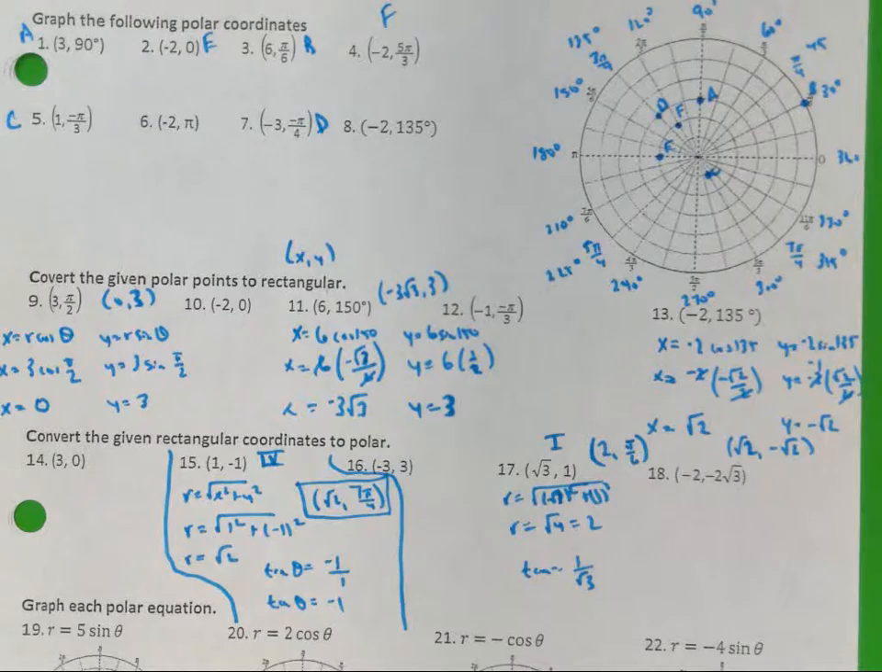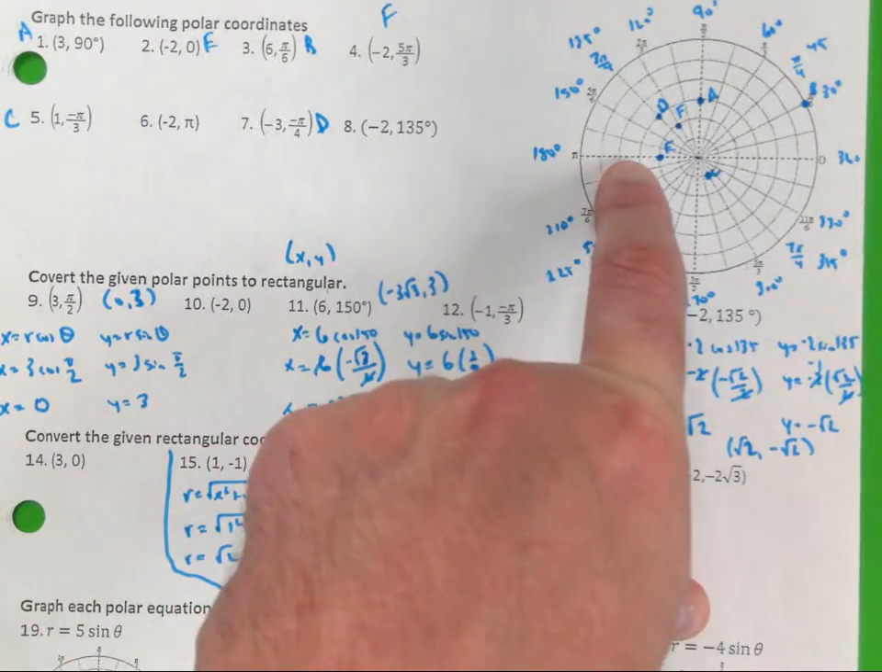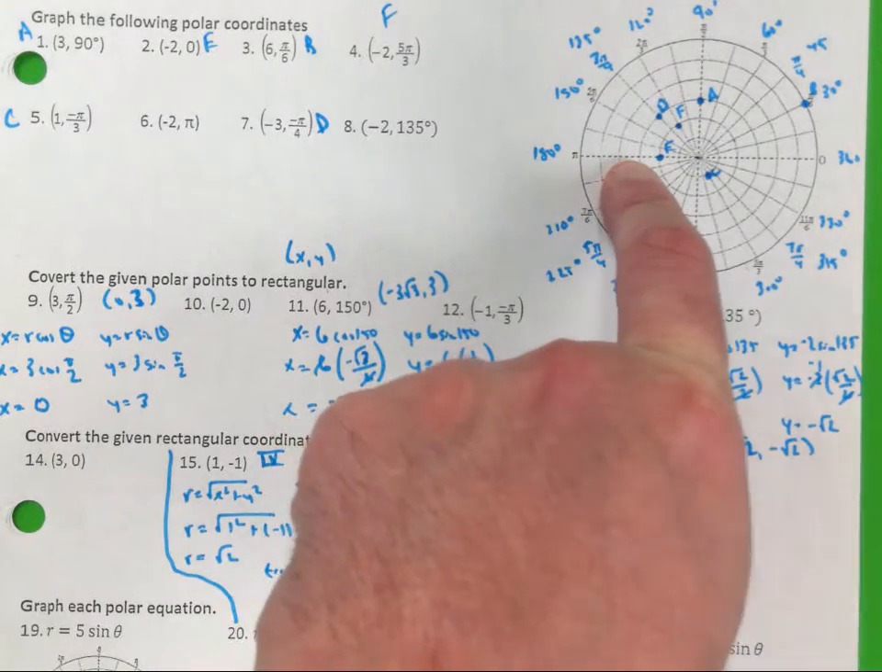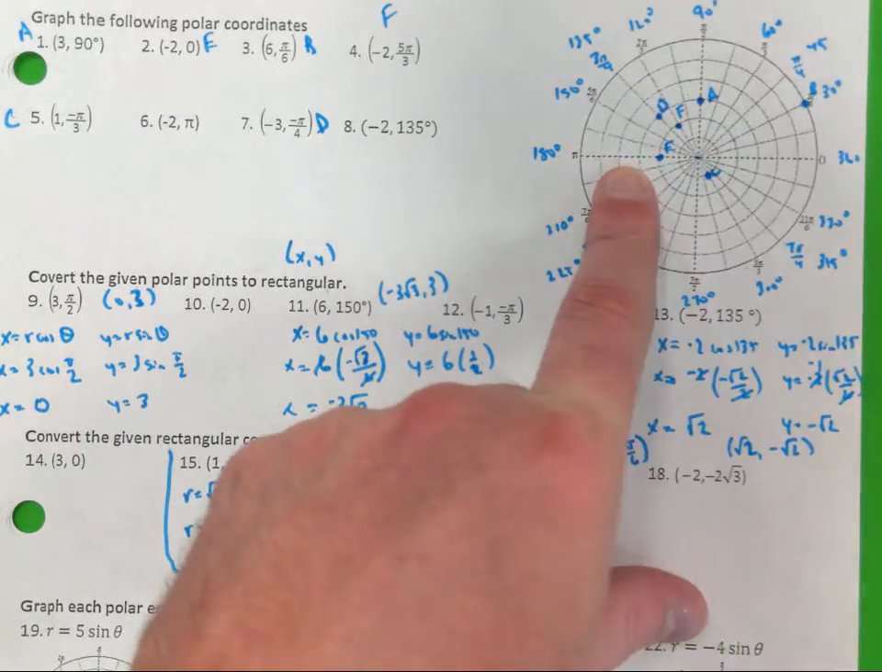All right, number 6, negative 2 comma pi. Okay? Pi is here, but since it's negative 2, it's going to be going toward which angle? 0 degrees.